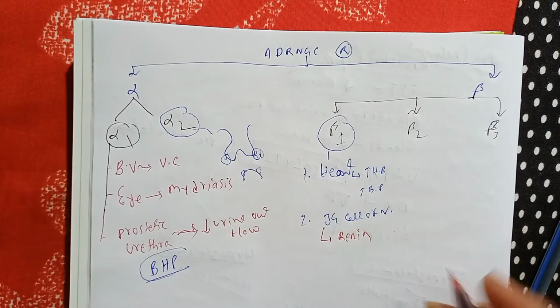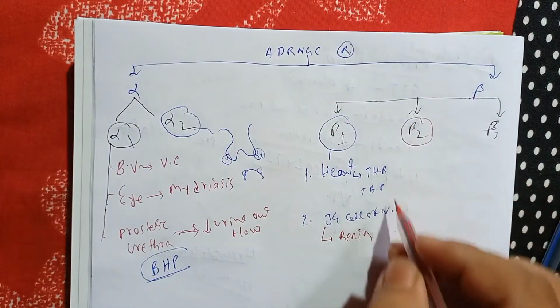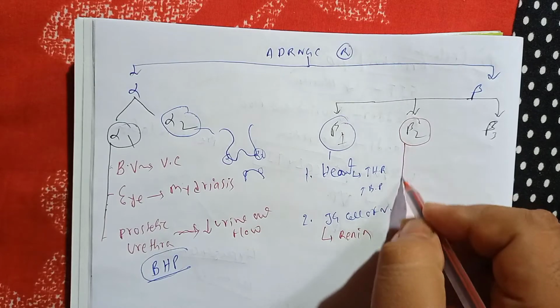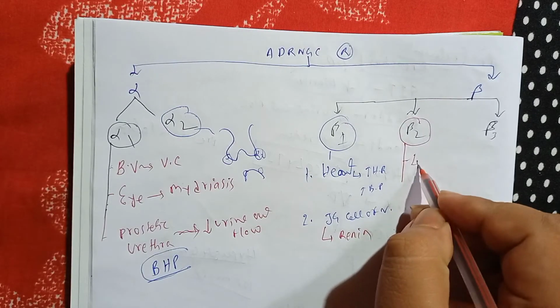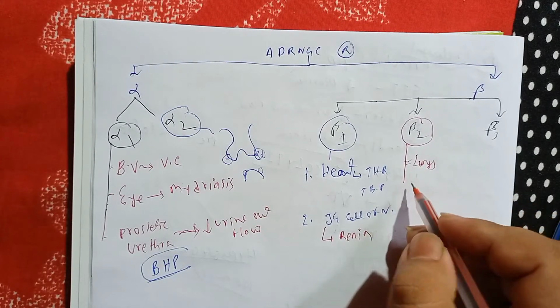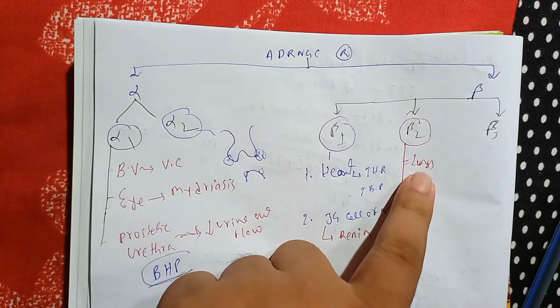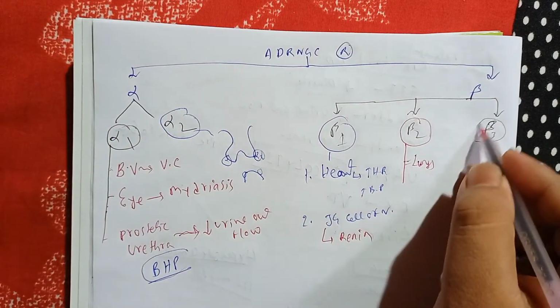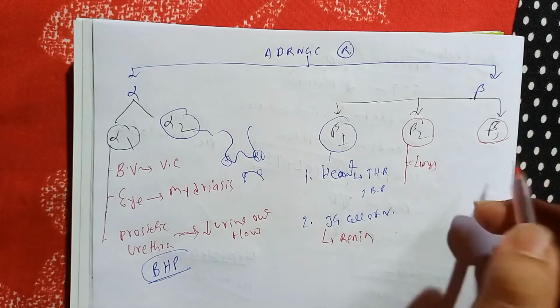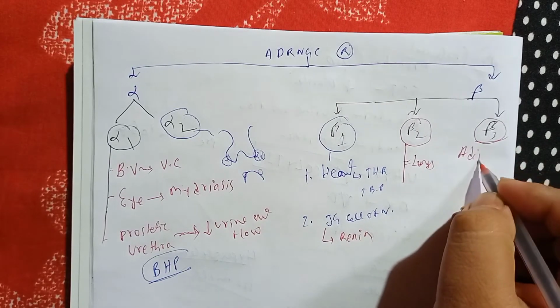Now the beta 2 is present in many places. Some of them I'm writing here. They are present in the lungs, within the bronchus. I'll talk about beta 2 separately. And of course beta 3 is present only within the adipose tissue.